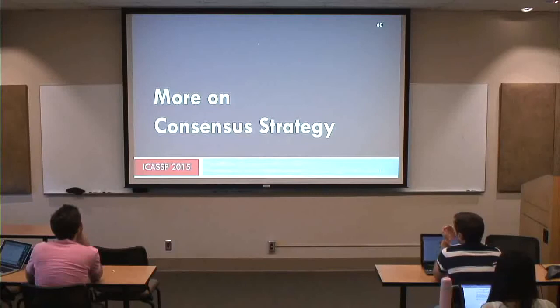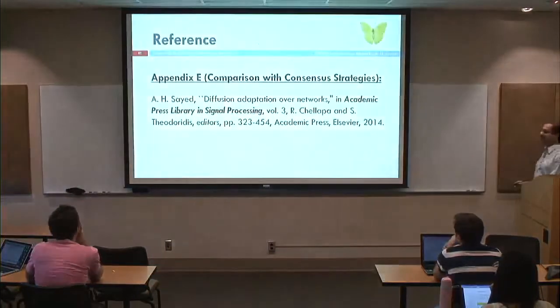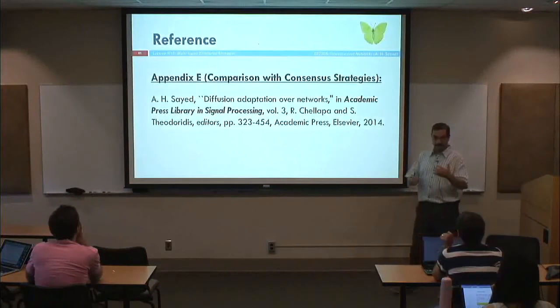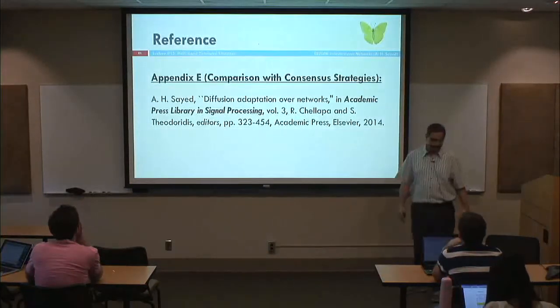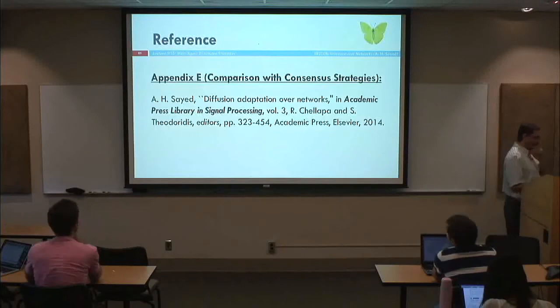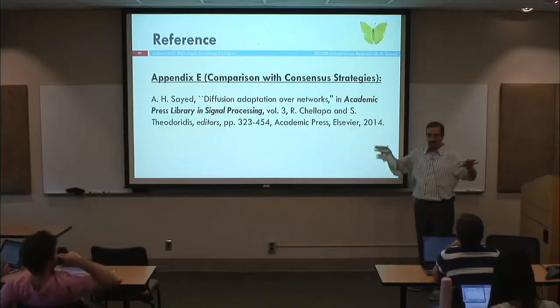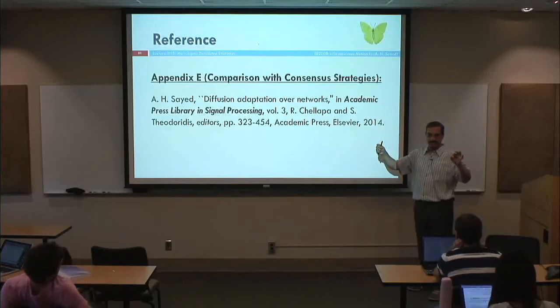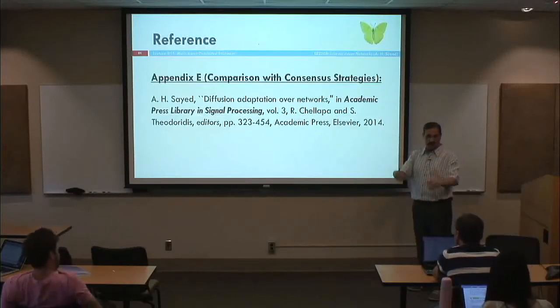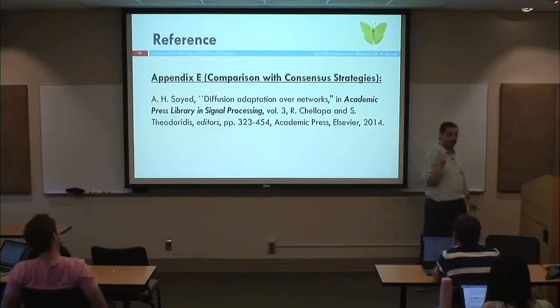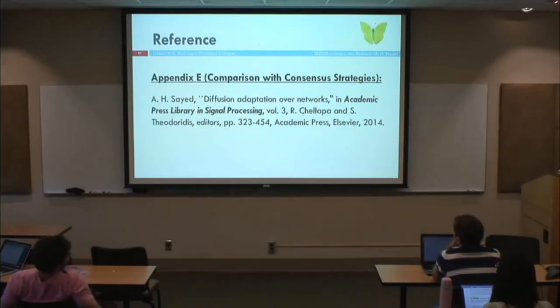Fine. So let me come back to the original consensus strategy and explain why it works. The original one where agents reach consensus, which is a very interesting result if you think about it. I have a network of agents, they have pieces of information. How come if you just work locally, you can converge to the average across the entire network? It's an interesting result. This part of the lecture is based on this appendix from that reference. This is a book chapter which you can download from my website.